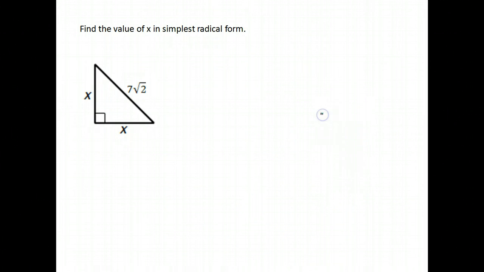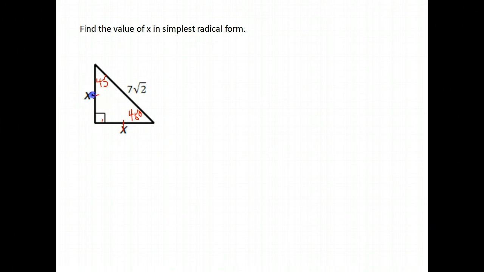Let's go ahead and do an example. Okay, so here we're asked to find the value of x in simplest radical form. Well, notice I have two sides. They're both length x, which means they must be congruent. And if the legs are congruent, I know I'm dealing with a 45, 45, 90 triangle. I had a 90-degree angle here. It meant these two had to split and be 45 each.